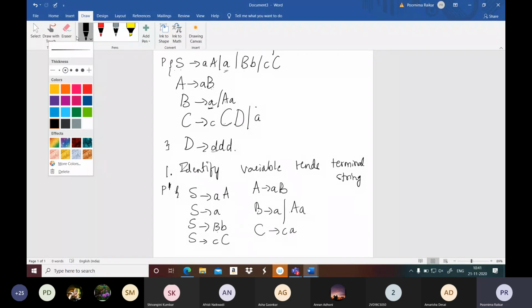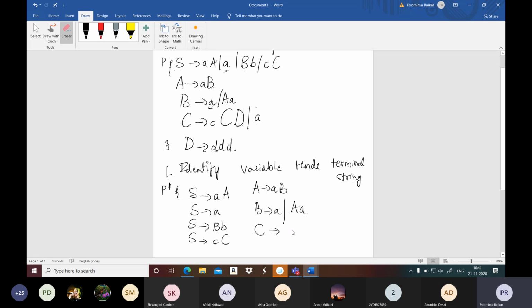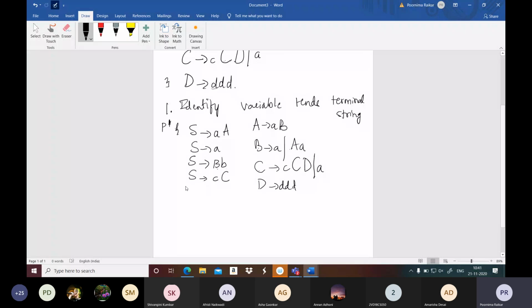That is, I can consider the rule C → CD, and C → A I can directly take. Then D → A, D I can take. That means in this given grammar, when I apply the first step, I can take all the rules because all generate terminals. Is this clear? So what is the second step?